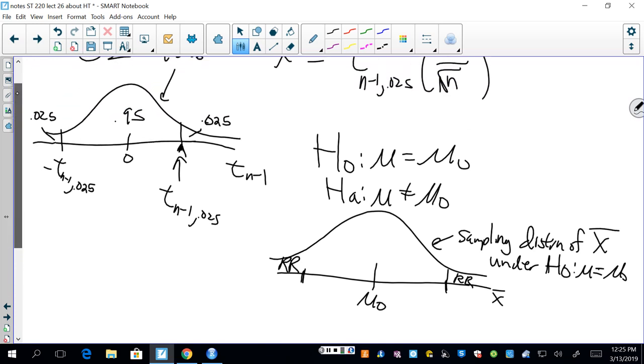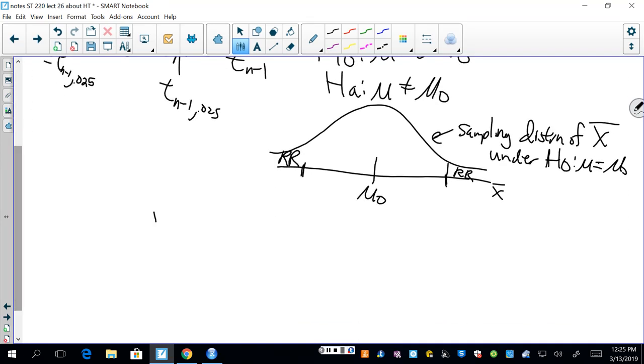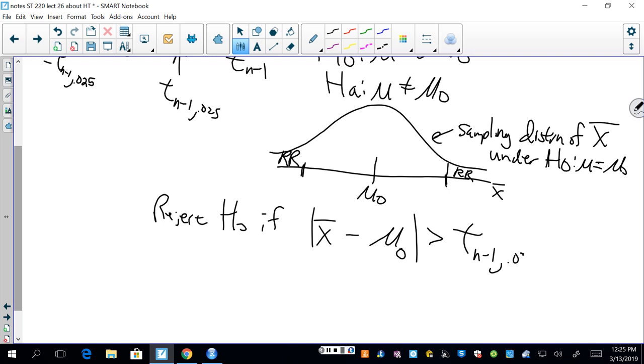How far away? Well, the distance that's going to be too far away is going to be exactly this distance, a half width. Right? The t value times the standard error. So we're going to reject the null hypothesis if the distance between x bar and mu sub 0 is greater than our t sub n minus 1, 0.025 tail critical value for the t distribution times the standard error. So any value of x bar that's further away is going to cause us to reject. And this distance here is exactly the same as our half confidence interval.